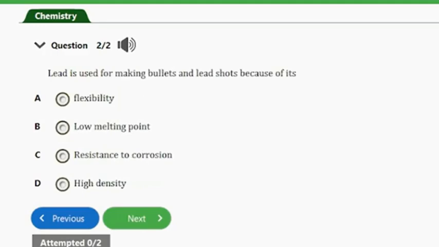Question number 2. It says lead is used for making bullets and lead shots because of its A, flexibility, B, low melting point, C, resistance to corrosion, D, high density. So guys, the answer to this question is option D, that's high density. Remember, we already said lead is a heavy metal, so in that case it has a high density, so it's used for making bullets and lead shots because of this high density. And that's it for that question.